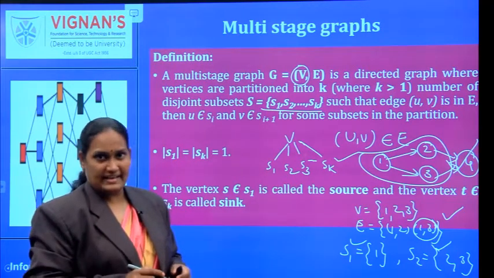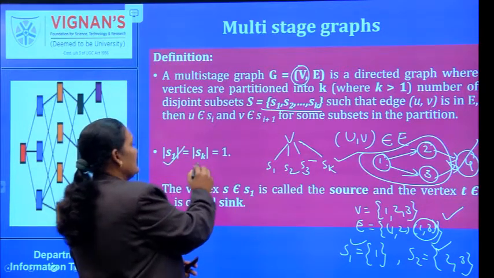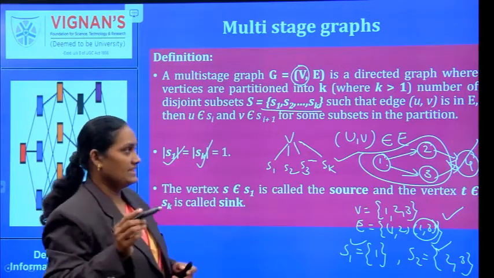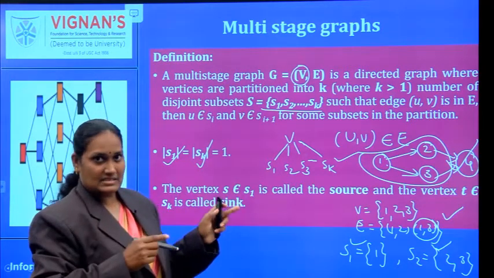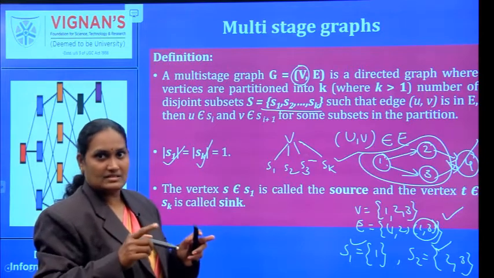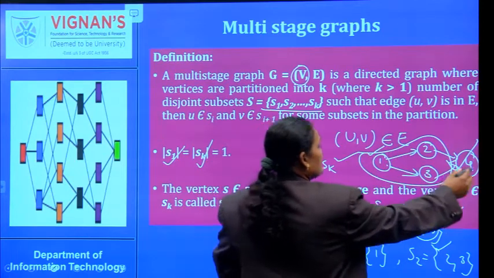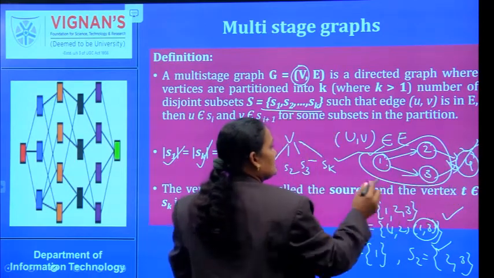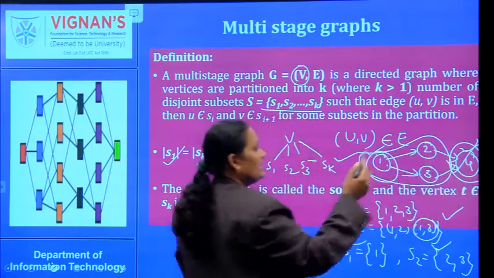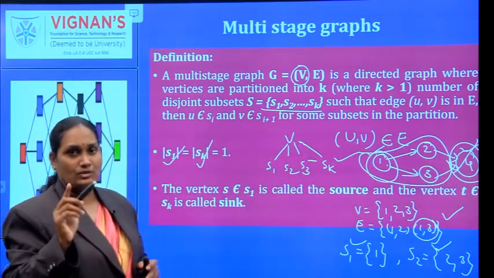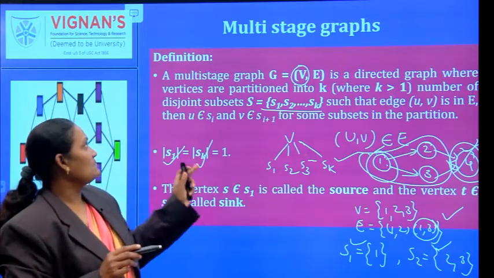One more condition in multi-stage graphs is about the starting vertex and ending vertex. The starting stage and the ending stage contain only one vertex. Here you can see, this is the starting vertex and this is the ending vertex. This stage contains only one vertex and this stage also contains only one vertex. Like that we need to represent it. I hope you all understood what a multi-stage graph is.